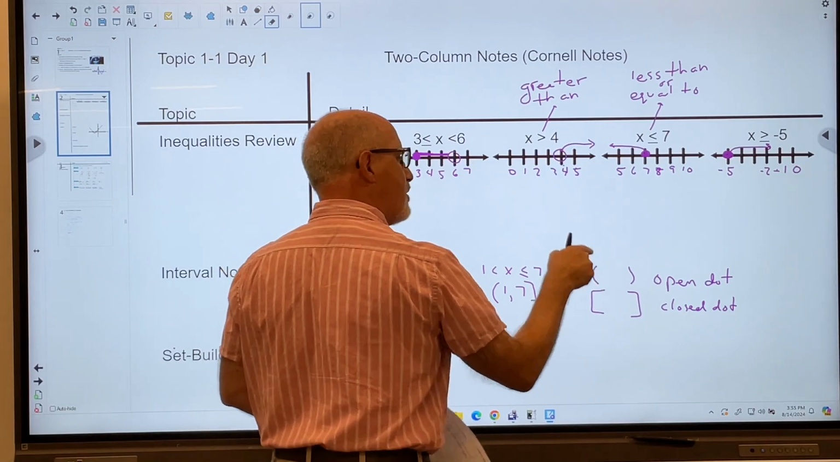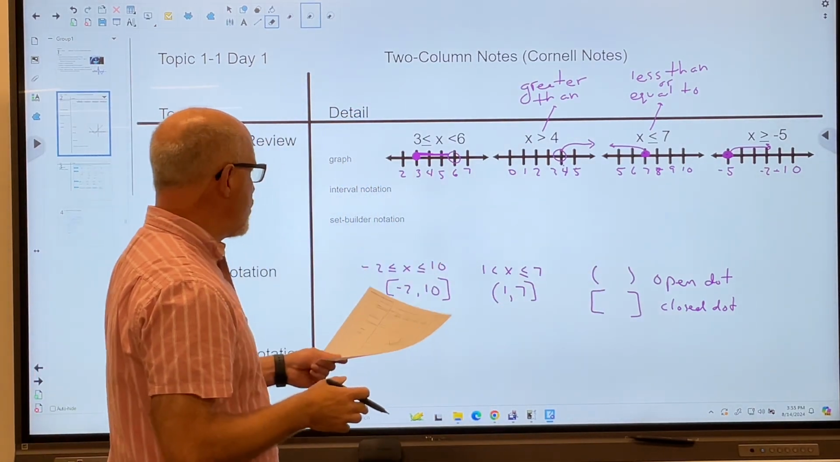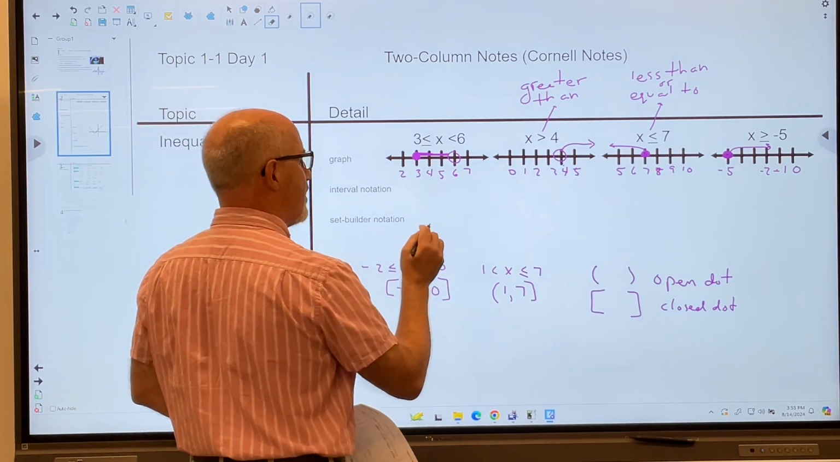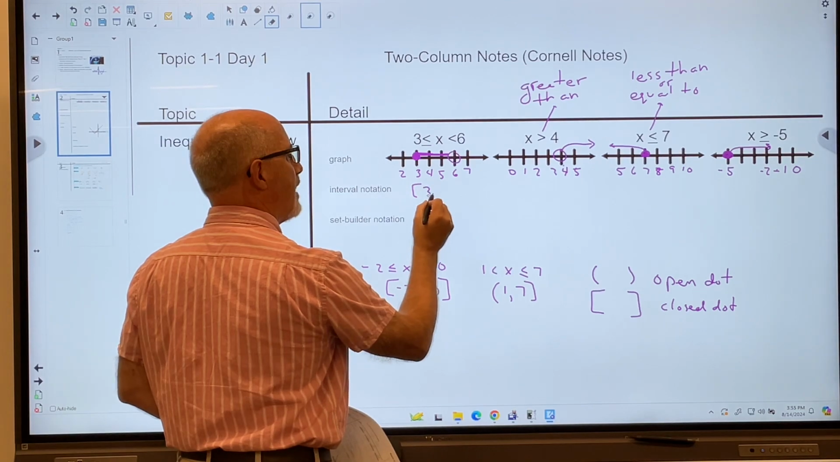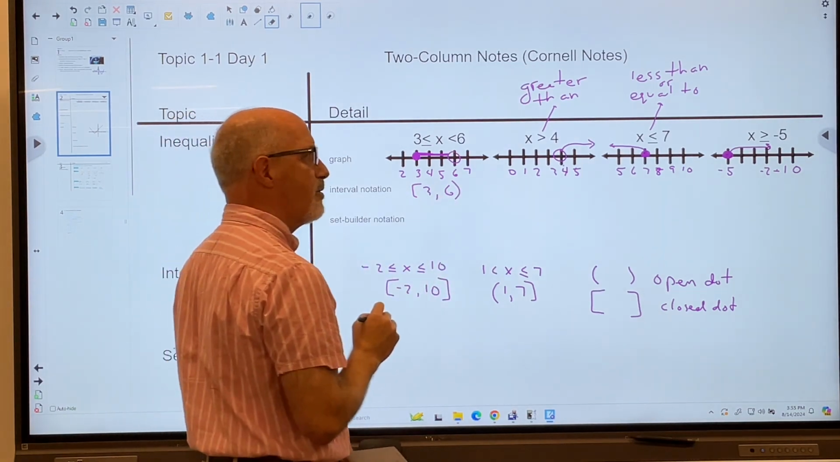So not included, included as part of it, okay? Now, this shorthand we can use up here. Let's do each of these with this interval notation. So this one's gonna have a bracket on the 3, and then on the 6, it's gonna have a parentheses because it doesn't include the 6.